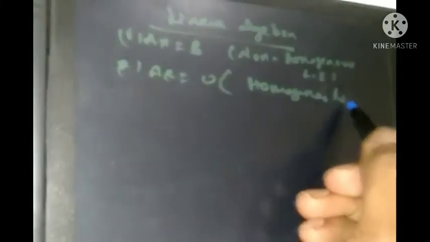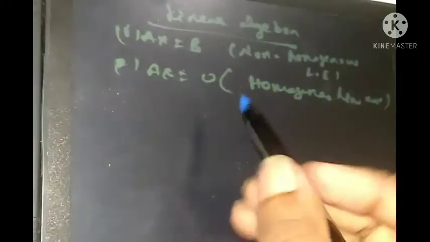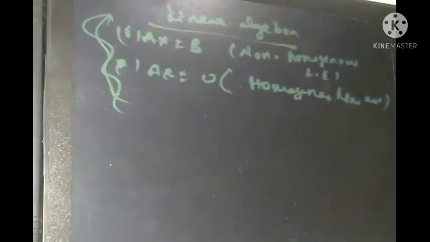There are various methods to solve these two equations, that is substitution, elimination, cross multiplication, etc. Solving the linear system of equations by the matrix method is called linear algebra. You understood? Solving a linear system of equations by the matrix method, we call as linear algebra. This is the definition of linear algebra.